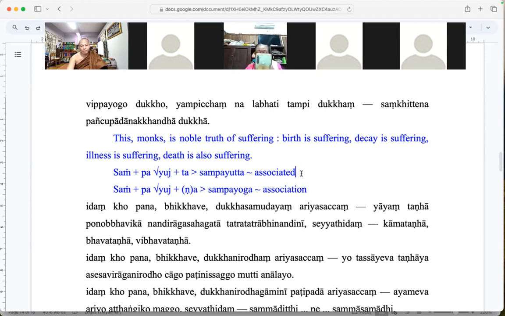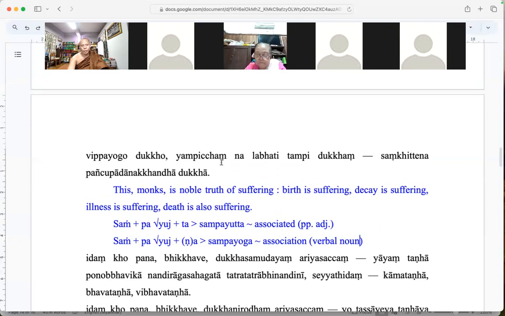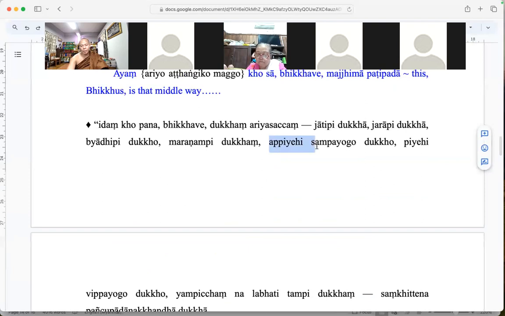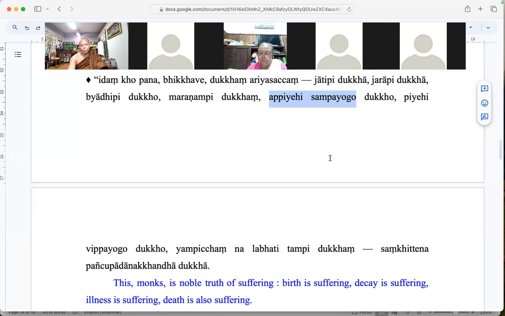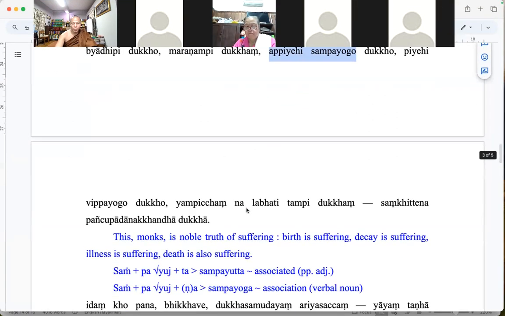Now, the first one is an adjective. The same way vippayoga, vippayutta, past participle adjective. So right now also, association in this way. Appiyehi sampayogo dukkho: association with the unbeloved or hated one is also suffering. Piyehi vippayogo: dissociation from the beloved one is also suffering. Okay, this part should be for next time. So I will stop here.